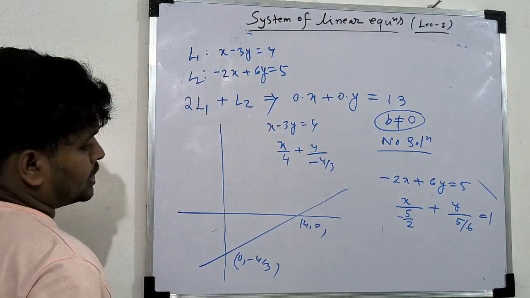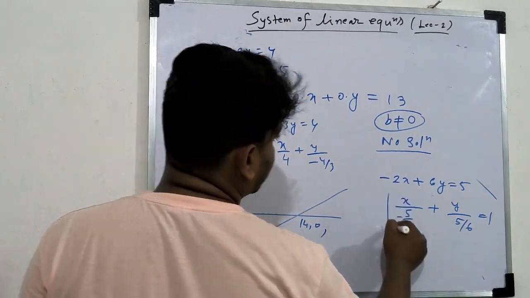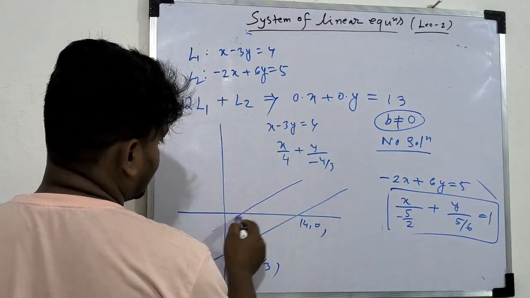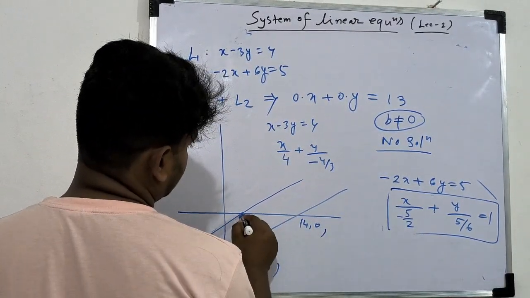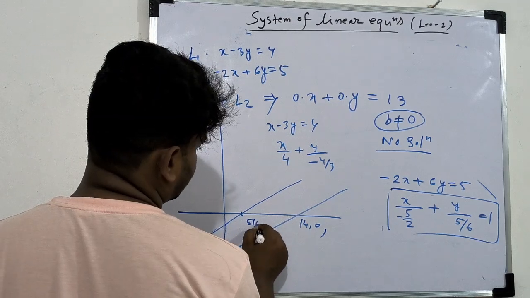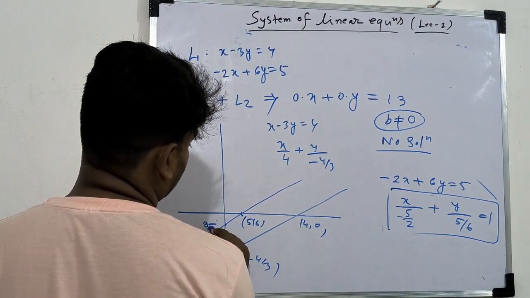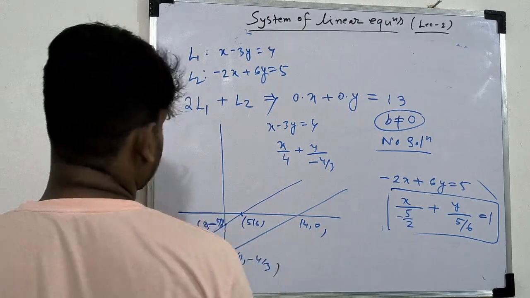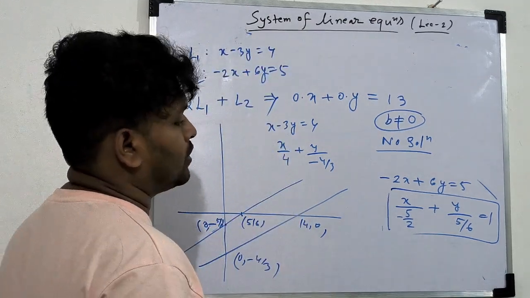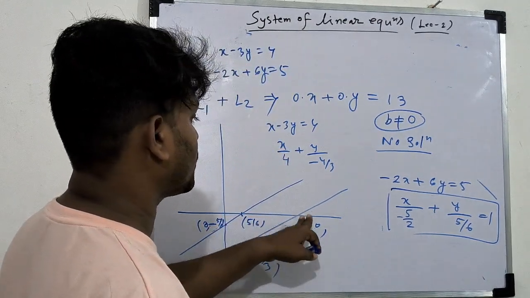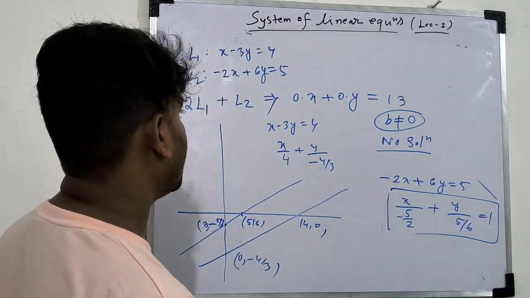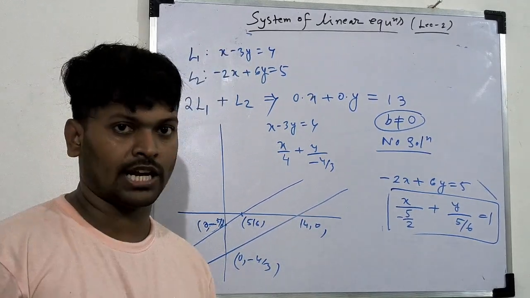This will be parallel to this line. This line will be parallel to this line. So this is minus and this is plus. This point is 5 by 6 and this will be 0 comma minus 5 by 2. These two lines will be parallel, so there is no touching point, and then we can conclude that this system of linear equations has no solutions.